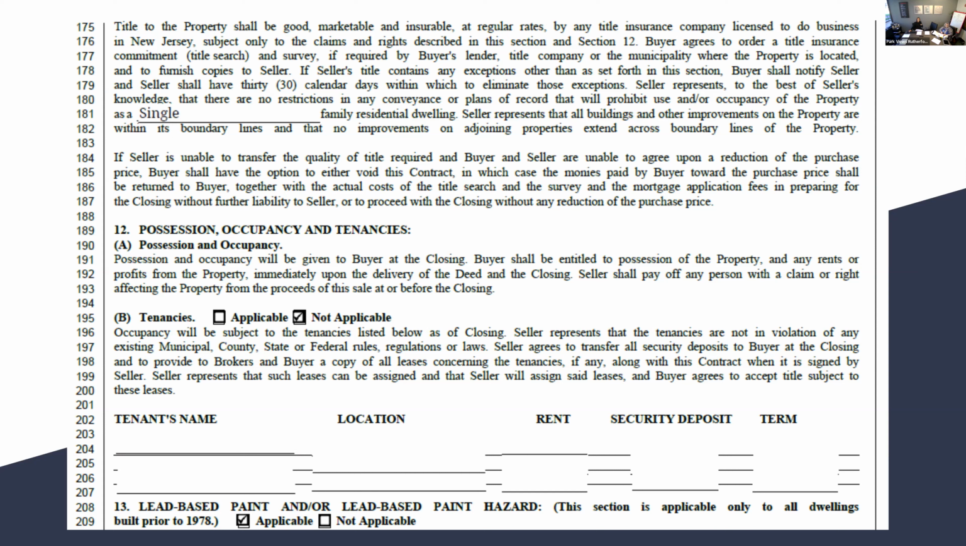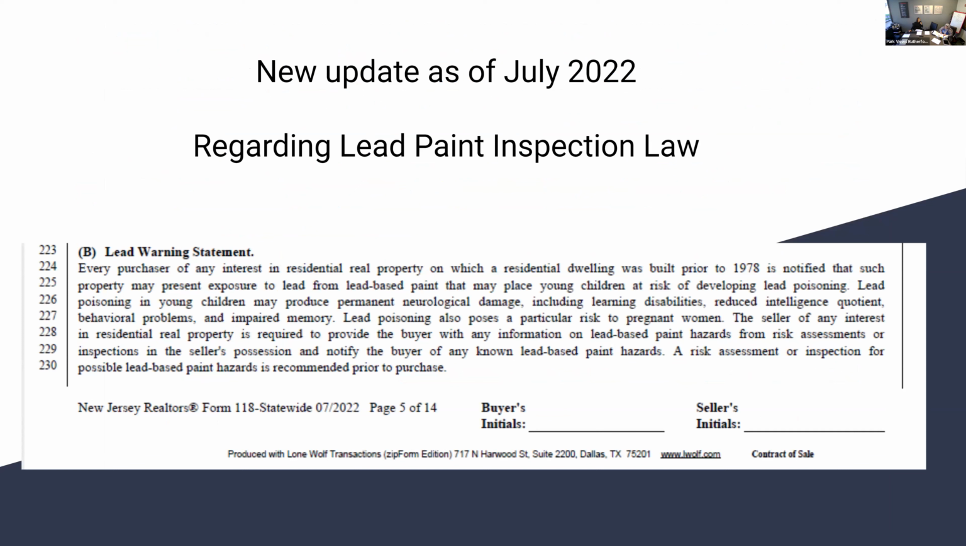And then at the bottom of this page, we have lead paint hazard. Just check applicable if you have lead paint, if the property was built prior to 1978, or not applicable if you don't have a lead paint form filled out. This is something new coming right here, lead paint law inspection.